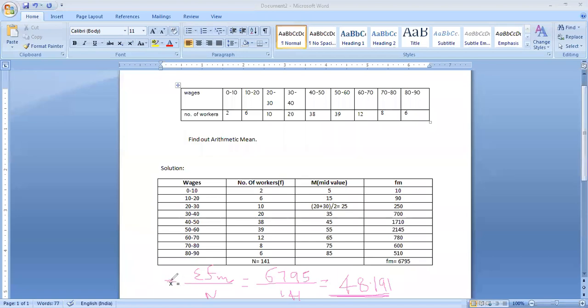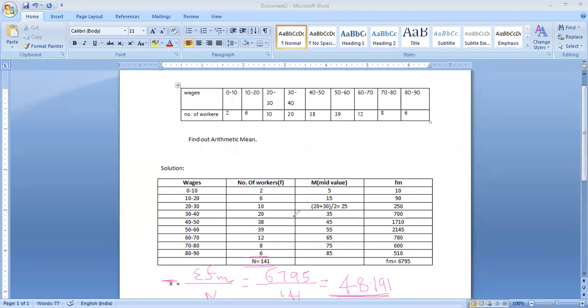I hope you understood. Very simple. This problem, as it is, requires 4 columns under the direct method. You can solve based on any method: direct method, indirect method, step deviation method. Several methods are there. I am taking the help of the direct method in solving this arithmetic mean problem. The first 2 columns, whatever is there in the question, you are going to drop down. Is there any doubt in these 2 columns? No doubt.